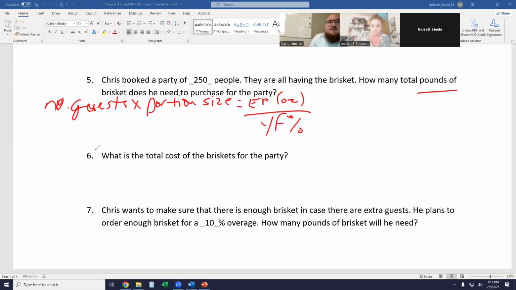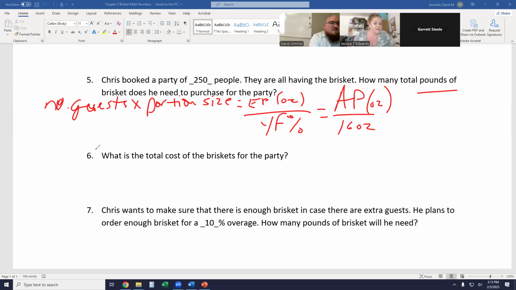Okay. I always like to divide by the yield factor first, so that way people will understand they need to do that. So we get the AP, my as purchased, but it's still in ounces. So how do I get my ounces into pounds? Divide by 16. Divide by 16 ounces. Okay.